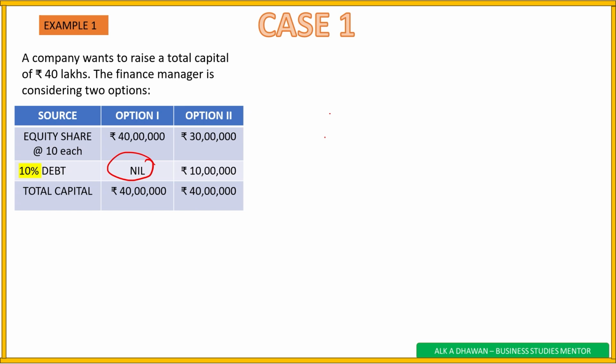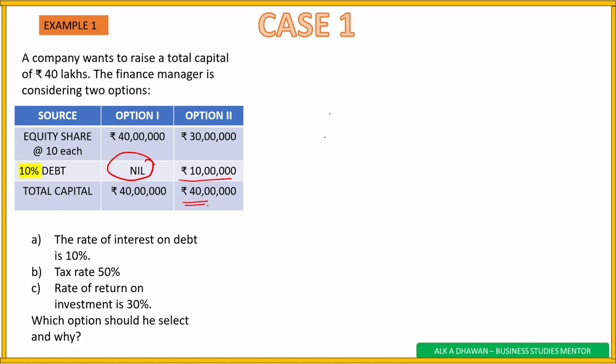In option 2, he plans to introduce a debt component of rupees 10 lakh. Again, the total capital is rupees 40 lakhs. The other details provided are that the rate of interest is 10%, the tax rate is 50%, and the return on investment is 30%. So the question you are asked in the exam is: which of the two options should he be selecting?